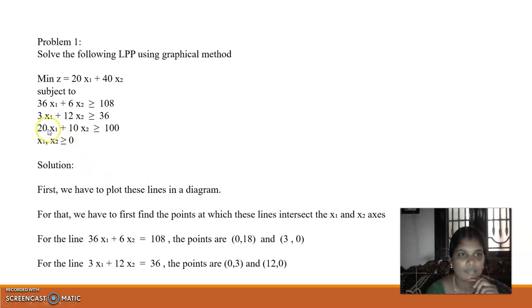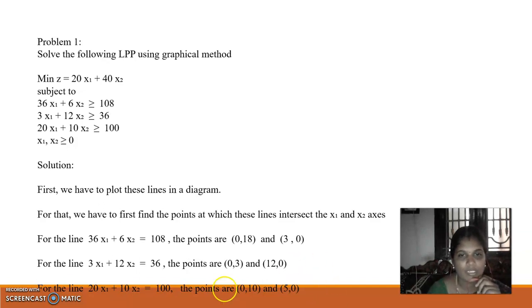Likewise, we have to find the points for the second constraint. What is the second constraint? 3x1 plus 12x2 greater than or equal to 36. Consider it as an equal sign and find the points. How to find them? First put x1 equal to 0 and find the value of x2. Second, put x2 equal to 0 and find the value of x1. That is 0, 3 and 12, 0. In the same way, find the points for the third constraint also. So 0, 10 and 5, 0.